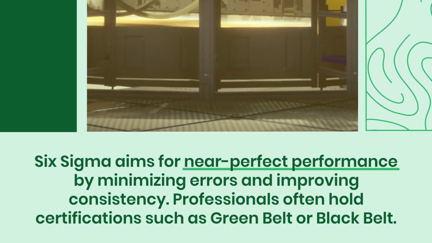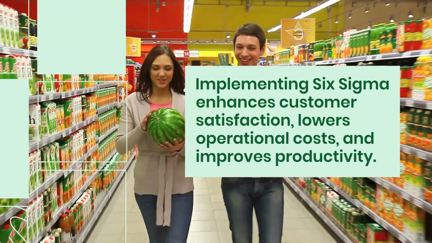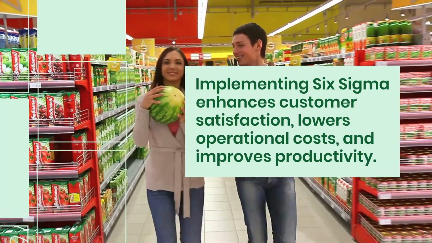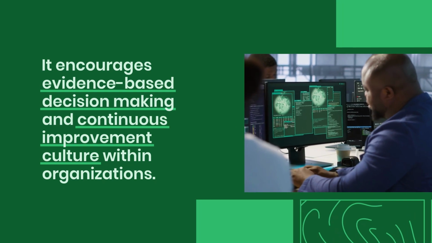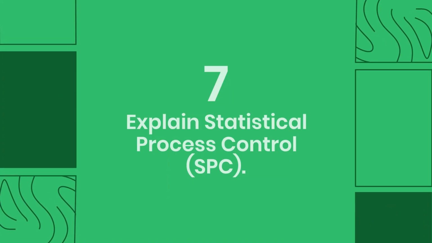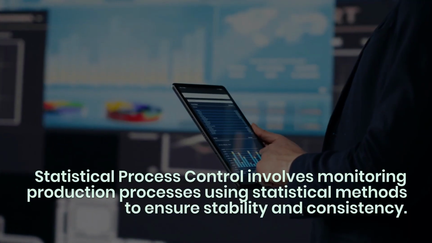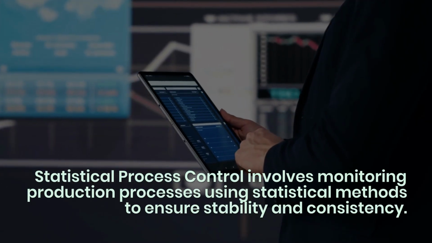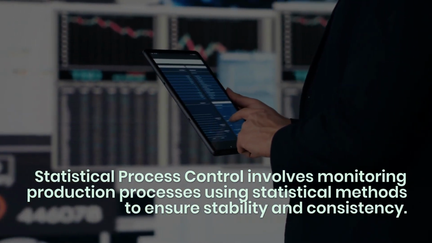Professionals often hold certifications such as Green Belt or Black Belt. Implementing Six Sigma enhances customer satisfaction, lowers operational costs, and improves productivity. It encourages evidence-based decision-making and continuous improvement culture within organizations. 7. Explain Statistical Process Control, SPC. Statistical process control involves monitoring production processes using statistical methods to ensure stability and consistency.